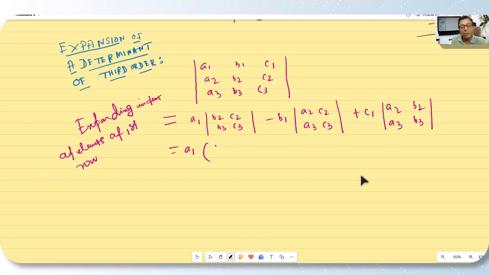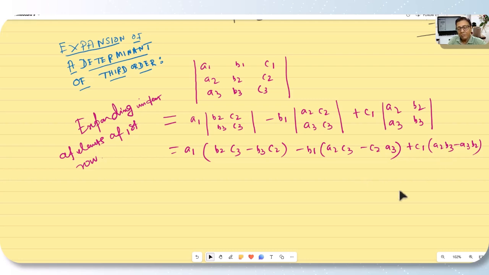That is a1 into (b2 c3 minus b3 c2), minus b1 into (a2 c3 minus a3 c2), plus c1 into (a2 b3 minus a3 b2). Because expansion of these determinants of order 2 we have studied: downward arrow positive and upward arrow negative. We have done it this way. So the value of the determinant is this only.